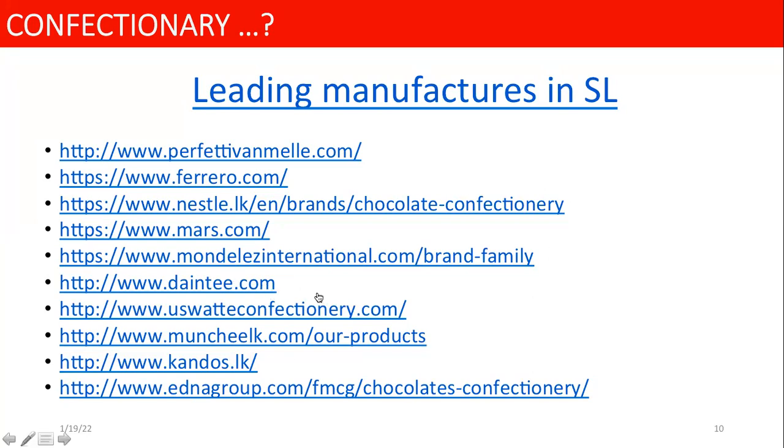Candies are one of the very popular industries in Sri Lanka. Different types of industries are available, with different scales: large scale, medium scale and small scale companies. So please visit their websites, go to their product ranges, and study what type of products they have, the packaging material, the designs they have used, and also the price and the ingredients. Then only you can get an idea about the industry.